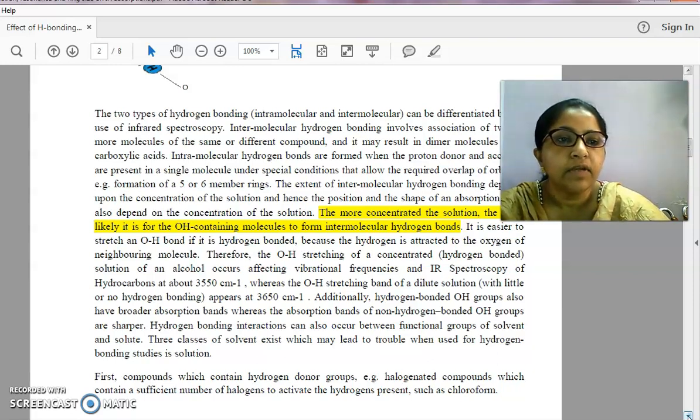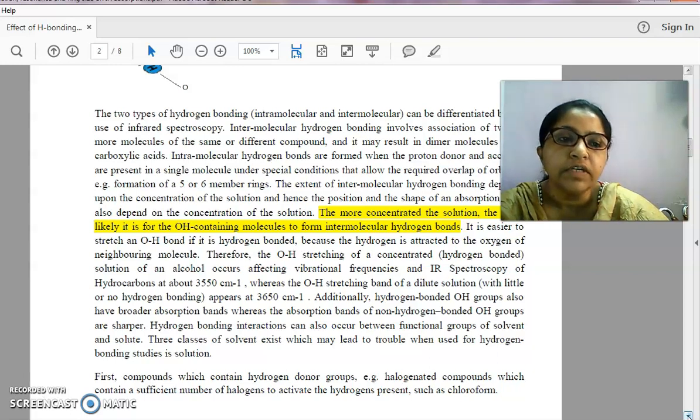Okay, and if the concentration is less, meaning the number of molecules is less, then the shift towards the lower frequency will be lesser. Also, if it is intramolecular, in the same molecule, there won't be any difference in the absorption peak. It will definitely move towards the lower frequency, but it won't depend on the concentration.